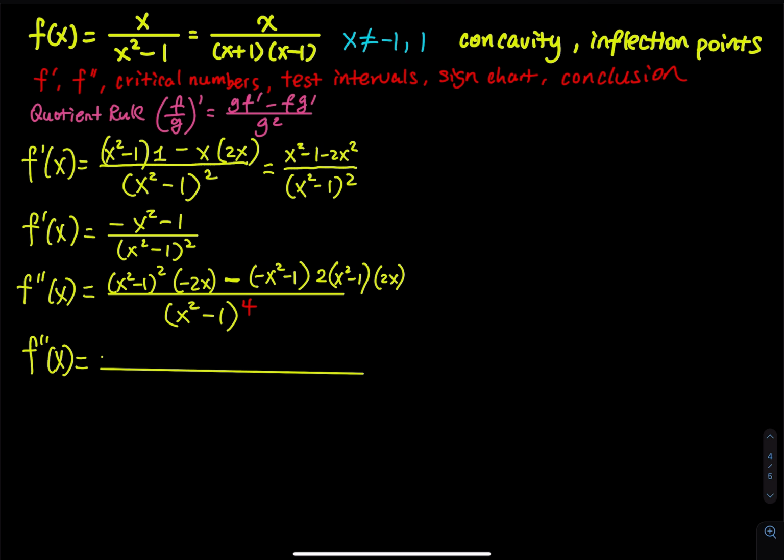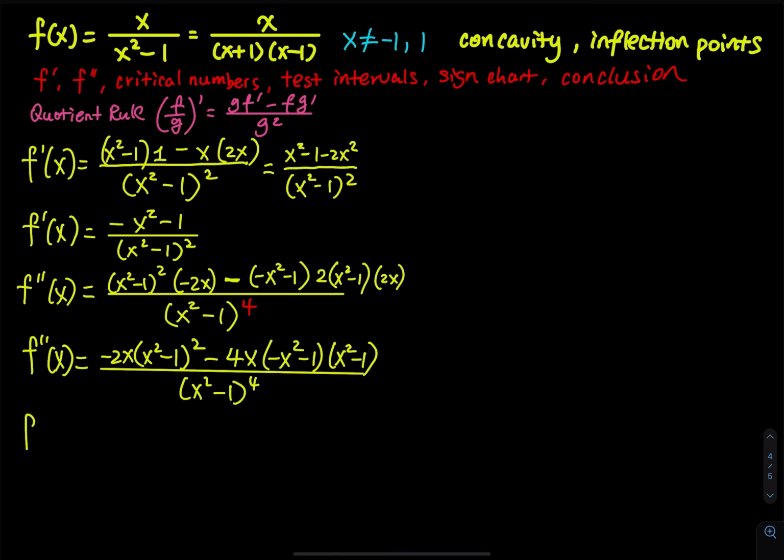Next step, clean up the top of the double prime. So we have negative 2x times x squared minus 1 squared. And then the other side looks like we have a 4x at front, and then negative x squared minus 1 times x squared minus 1, divided by the fourth power, x squared minus 1 to the fourth power. So let's double check. Negative 2x, x squared minus 1 squared, 4x, negative x squared minus 1, and then x squared minus 1. And then the next step is I am going to break this down into two big fractions.